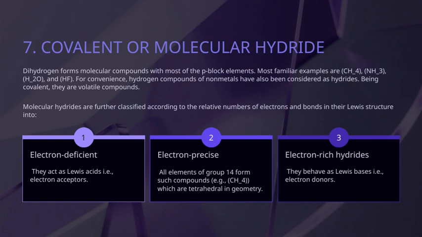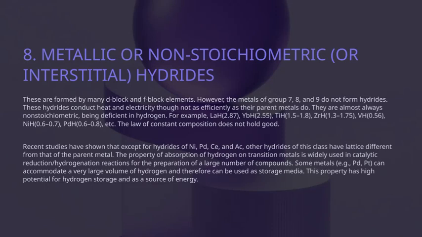Recent studies have shown that, with the exception of hydrides of nickel, palladium, cerium, and actinium, most other hydrides in this class have a lattice structure that differs from that of the parent metal. This is quite interesting because it highlights how the absorption of hydrogen can alter the crystal structure of these metals. The property of hydrogen absorption in transition metals is widely utilized in catalytic reduction and hydrogenation reactions, which are essential in synthesizing a large variety of compounds.